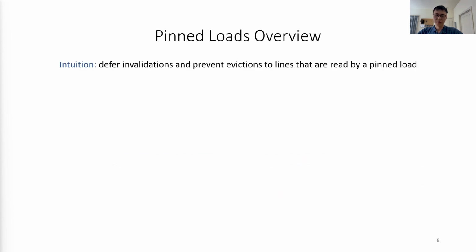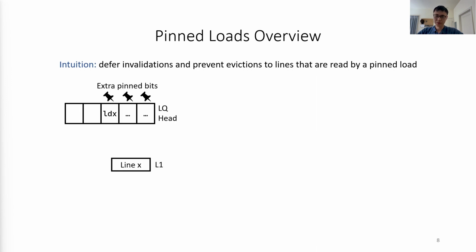Now let's go back to the design of the pinned loads. The high-level idea is to defer invalidations and prevent evictions to lines that are read by a pinned load. To achieve that, we add extra pinned bits in the LQ. When the line receives an invalidation or is being evicted, the current hardware will snoop the LQ to check if line X is consumed by any load. If so, it might conservatively perform a pipeline squash to avoid a potential MCV.